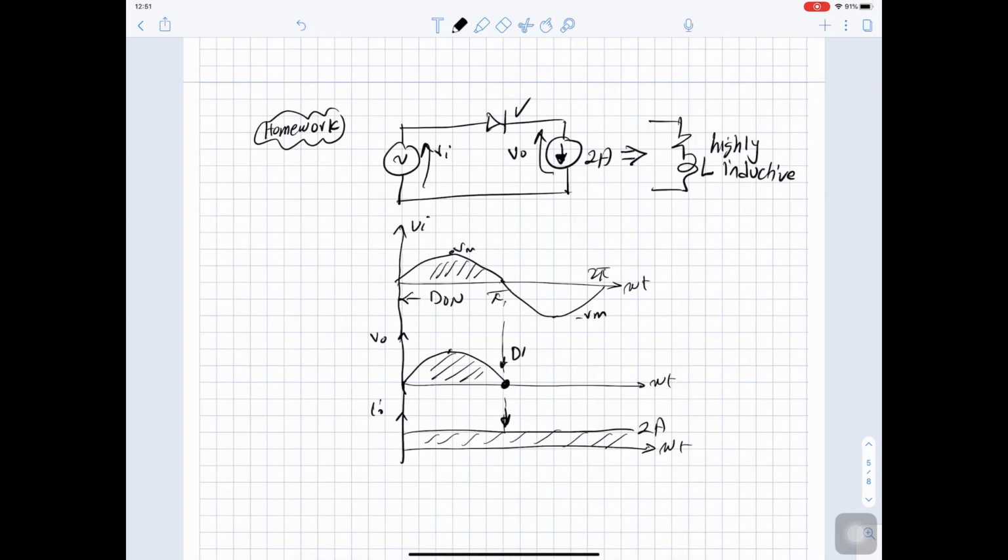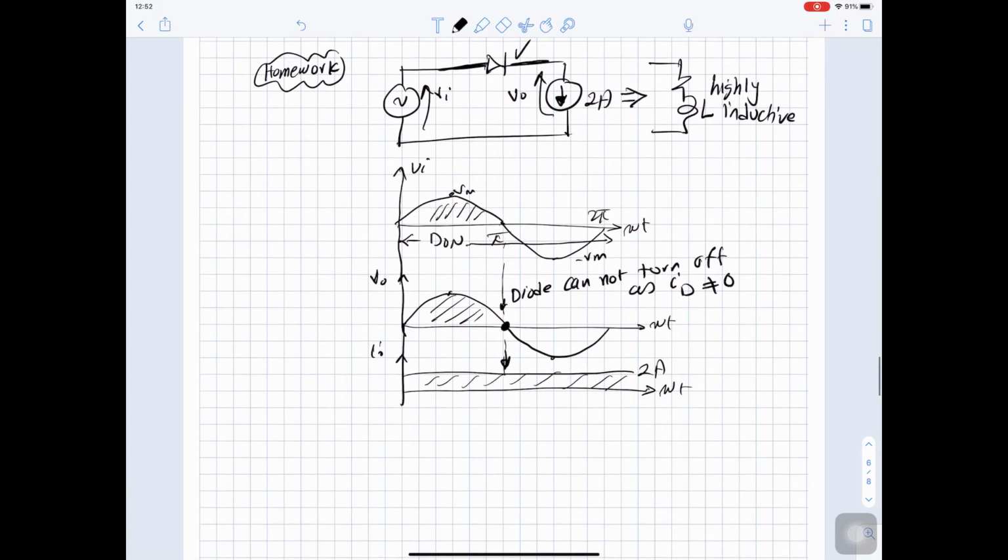So the diode cannot turn off as I diode is not 0, and there are no other diodes conducting in the circuit to take care of the current, which means that the diode will continue on, and your output voltage will continue to be the full sine wave. So this is V out, okay?